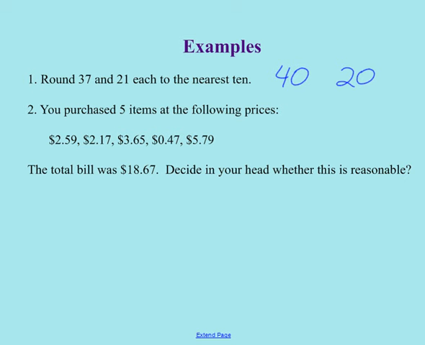So if we take $2.59, since we're rounding it to the nearest dollar, we need to look at the 5 because it is to the right of the digit that we're rounding to. Since it's a 5, we're going to round $2.59 up to $3. Next we have $2.17. That'll round down to $2.